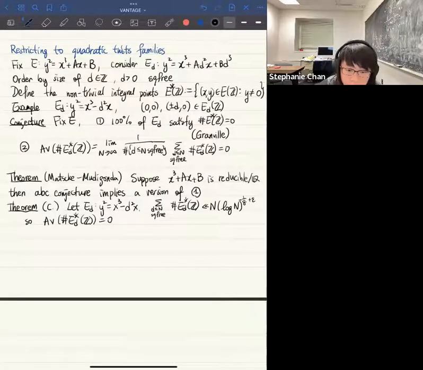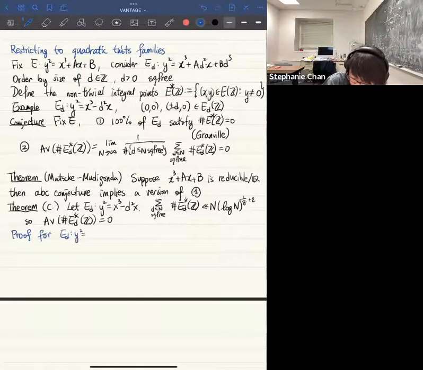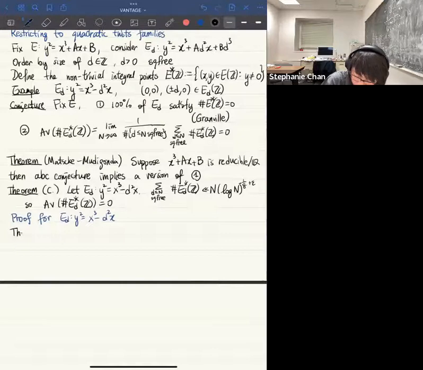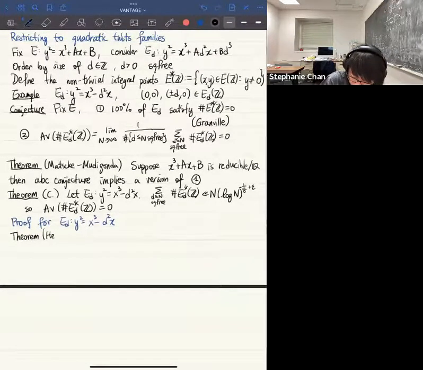Right, so I'll move on to give some ideas that go into the proof. And maybe I should justify why I'm taking this specific family as well. So one reason for taking this family is a theorem by Heath-Brown, that's specific for this family.